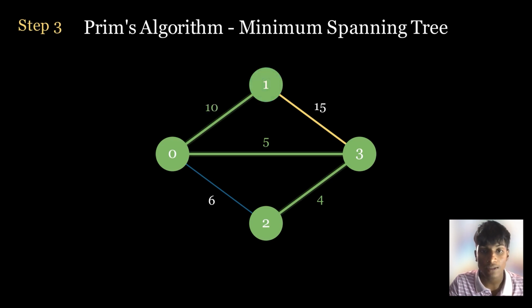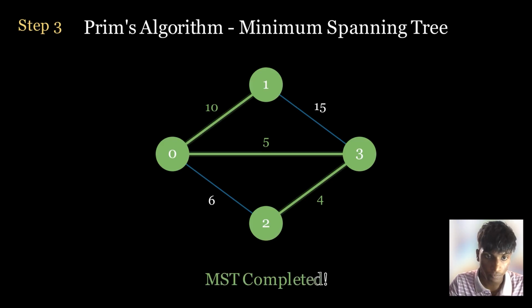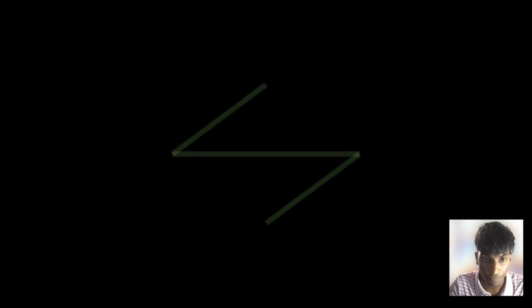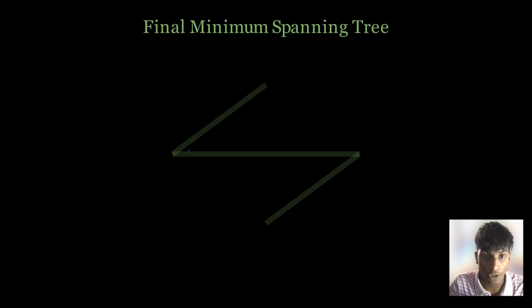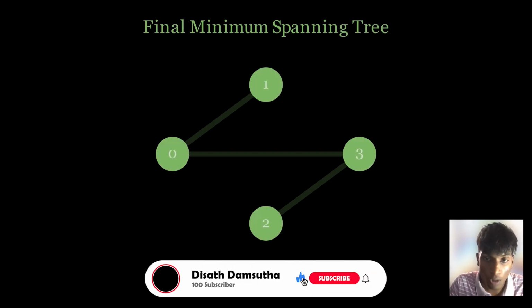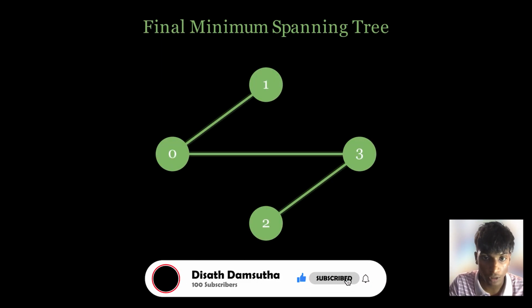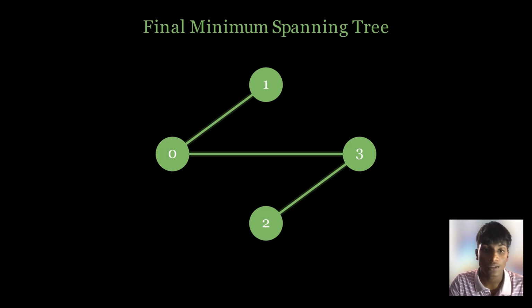Now all vertices are connected. This means we have successfully built the minimum spanning tree. The highlighted green edges represent the final MST. They show the most efficient way to connect all the nodes with the minimum total cost. So in summary, this animation shows how Prim's algorithm builds the minimum spanning tree step by step, by always selecting the smallest possible edge.